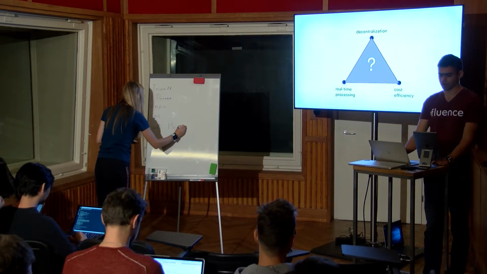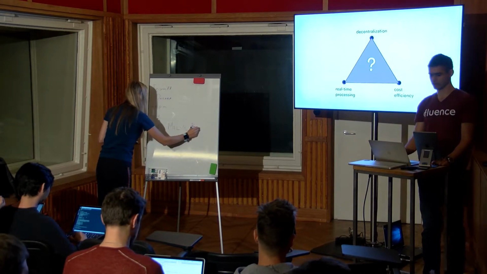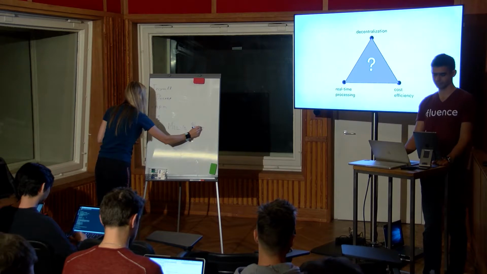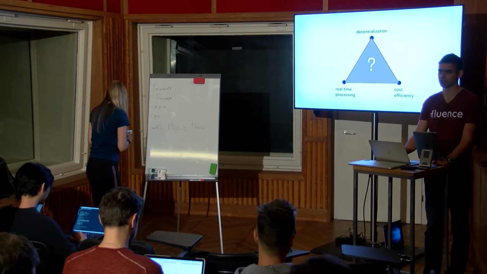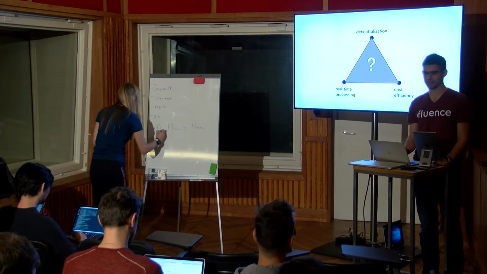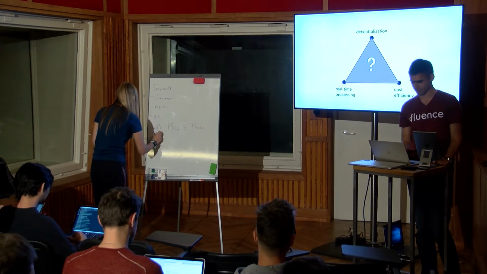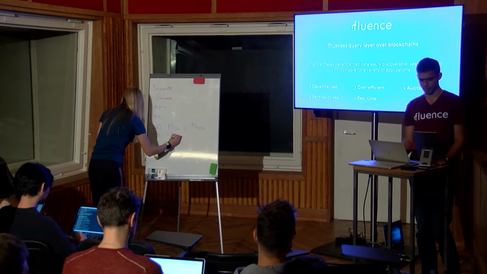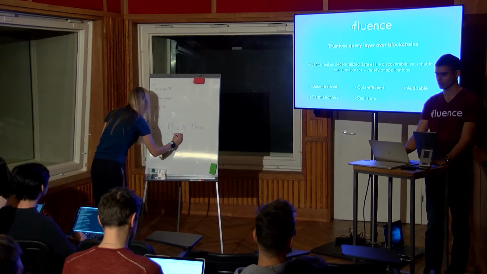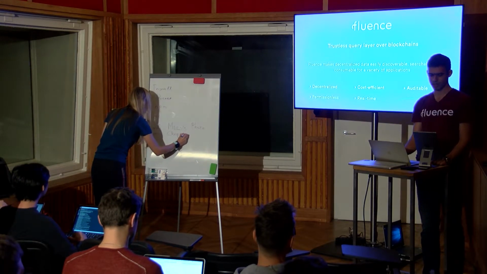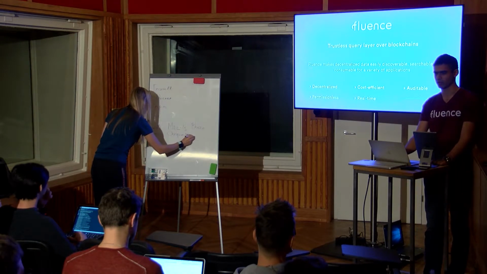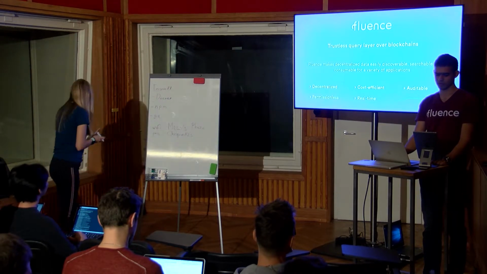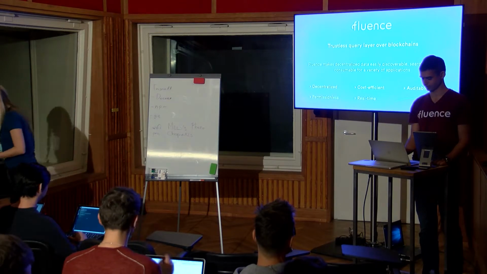So the question is, could we have all three features in the same system? Honestly, I'm not sure. Maybe one day zero knowledge proofs will come and save us all. But I know one engineering solution. It's a hybrid approach. And that's what we have been working on at Fluence: to build a trustless query layer over decentralized data.